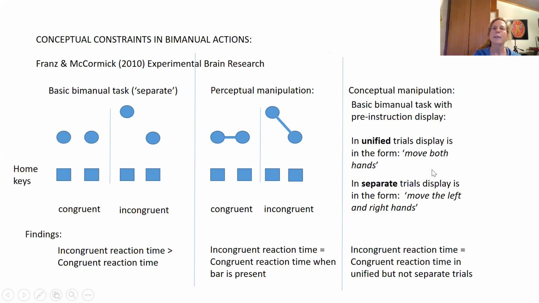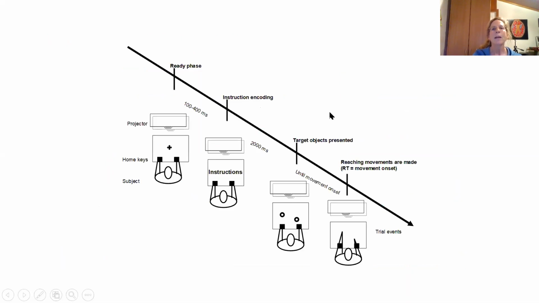Similarly, for the conceptual manipulation, the prediction is again that the incongruent reaction time will equal the congruent reaction time in the unified trials and not the separate trials, by virtue of the pre-instruction display that we give on the screen, where both is unified and is separate. After those instructions are given and left on the screen for 2 seconds, giving people time to encode them and understand them, we present the targets.